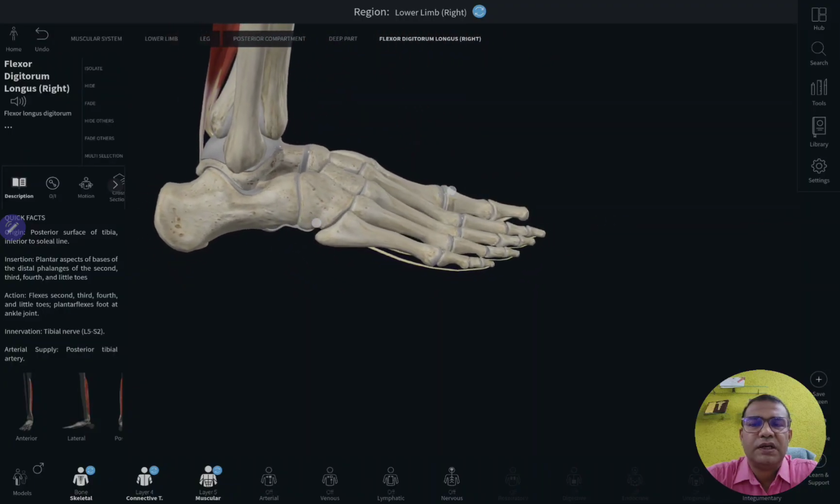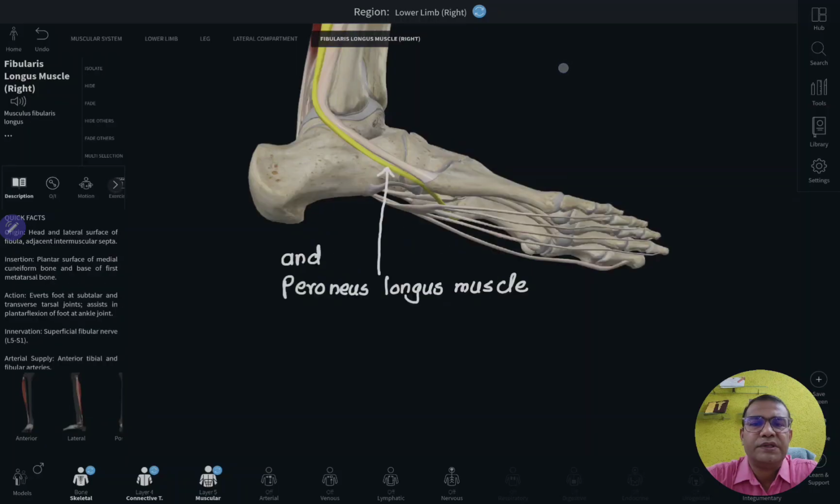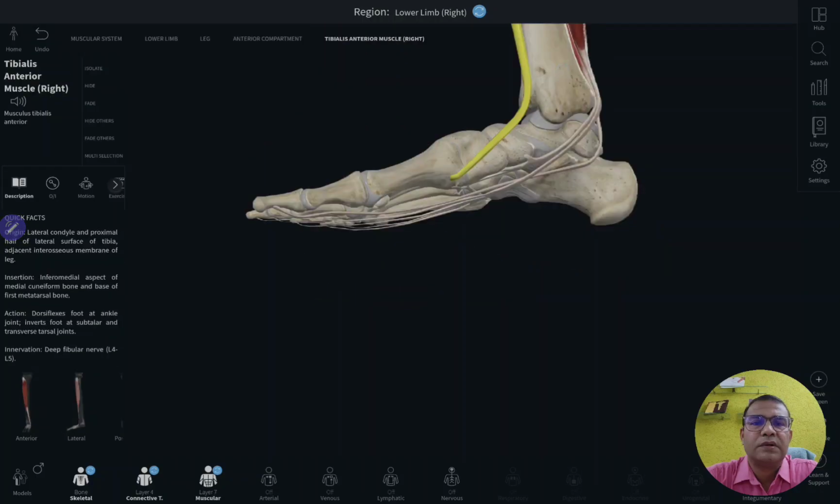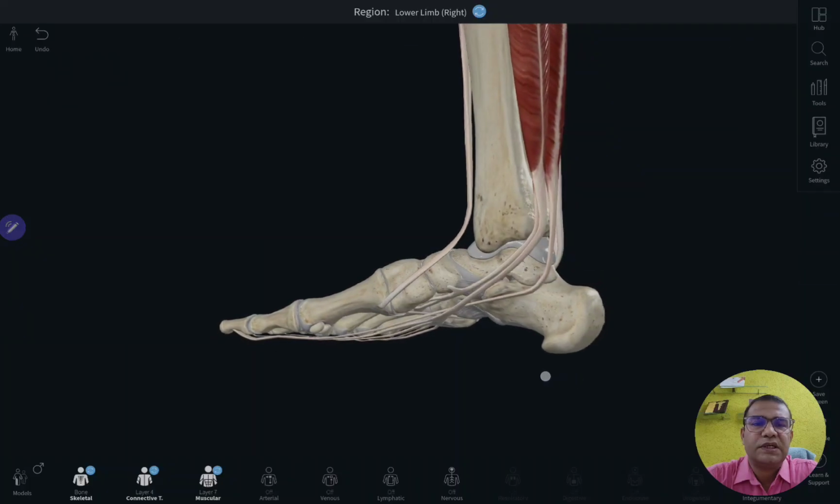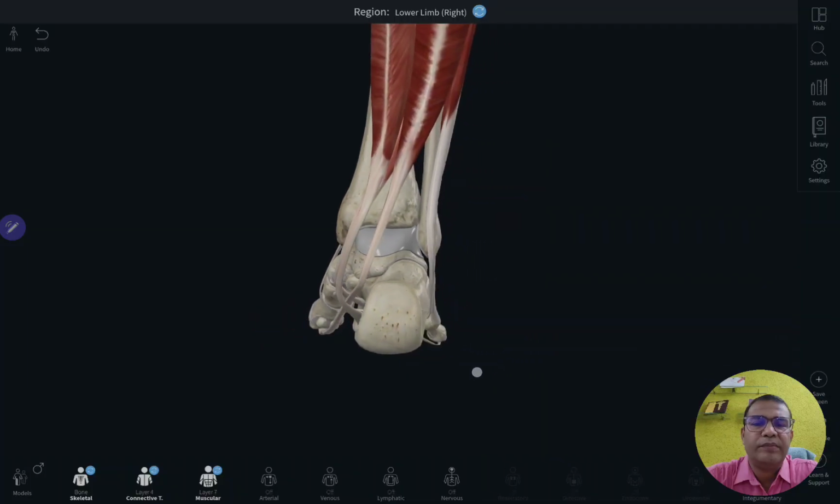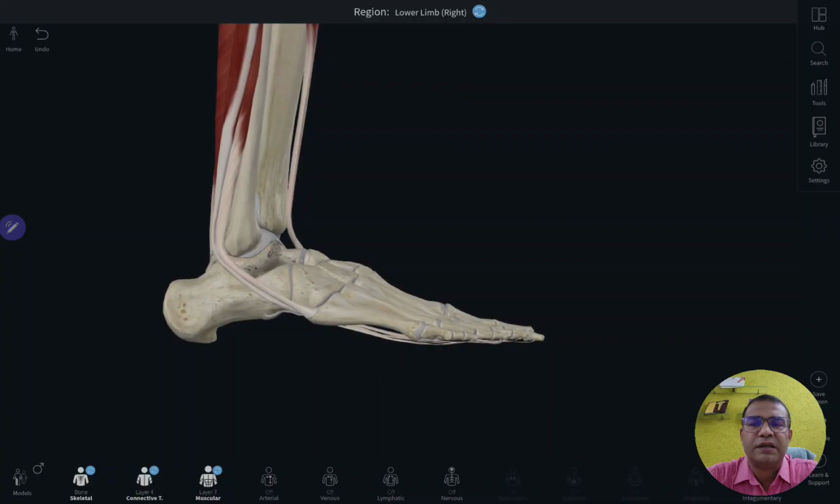In case of the lateral longitudinal arch, we have got the tendons of lateral compartment. These are Peroneus brevis and Peroneus longus. Additionally, tibialis anterior also supports the longitudinal arches, tibialis anterior inserting into the base of the first metatarsal. These are slings which are supporting the medial and lateral longitudinal arch, keeping the arch pulled upwards and maintaining the arch.